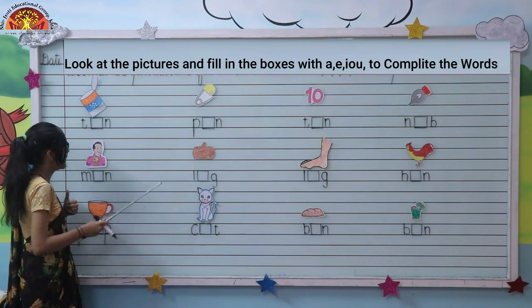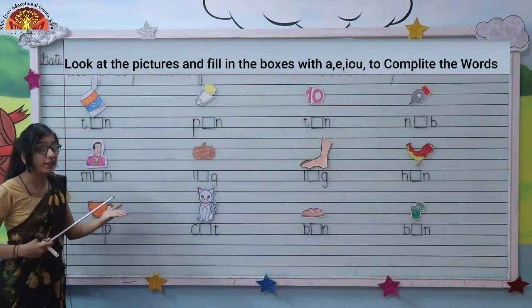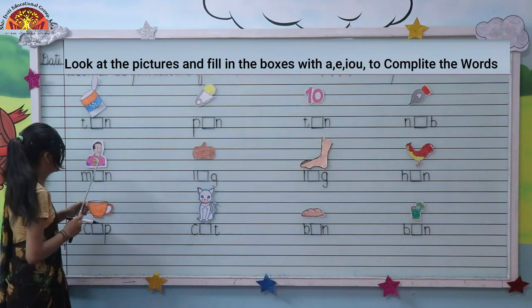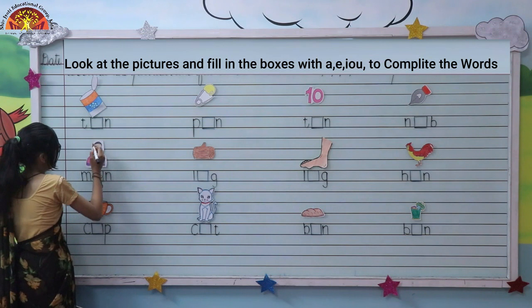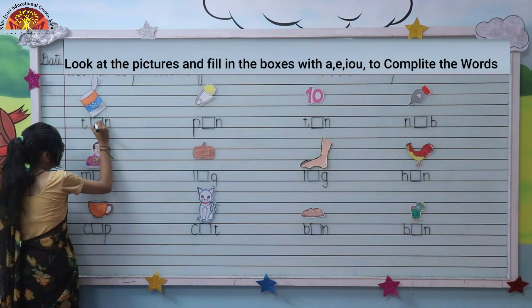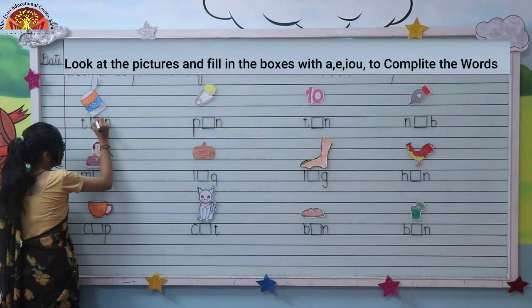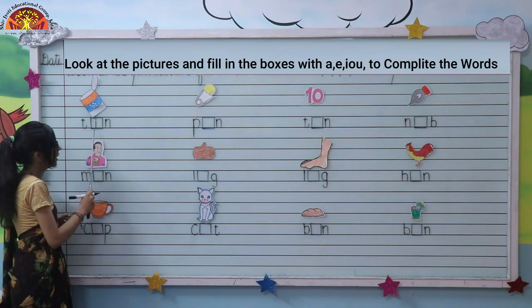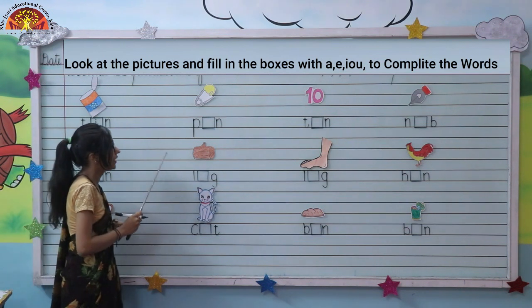So we have to write the missing letter in it. Which letter is missing here? Tell me kids. Yes kids, letter I is missing here. So we have to write I, like this. Okay. T-I-N, tin.